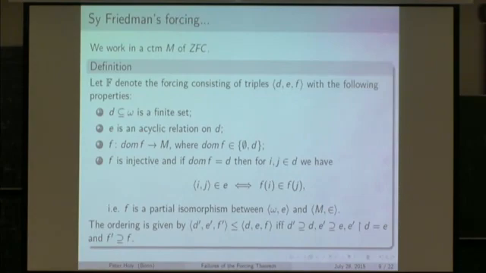The idea of this forcing is, by an easy density argument, this component f here will add a bijection between omega and the ground model, and then these components E will grow into a relation on omega, which is just an isomorphic copy of the epsilon relation of your ground model.